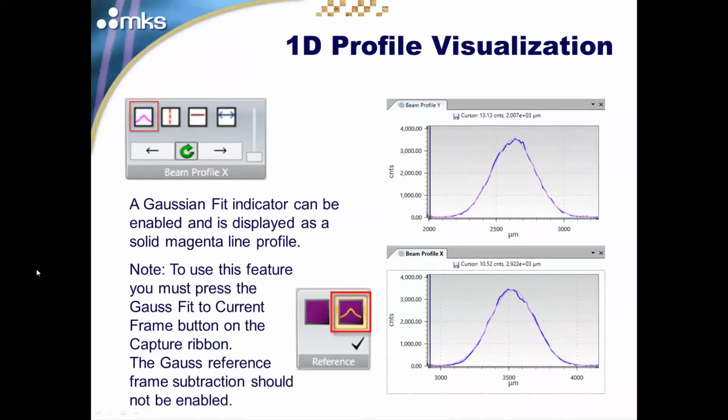If you're working with Gaussian fits and apply a Gaussian fit to your current frame, you can then enable a Gaussian fit overlay onto your 1D beam profile to easily see how close to an ideal your current laser is. While you apply the Gaussian fit to the current frame in the reference subtraction panel, in this case you would not want to apply the subtraction, as that'll then change the blue beam profile in this view. So you can do the Gaussian fit without doing the reference subtraction.